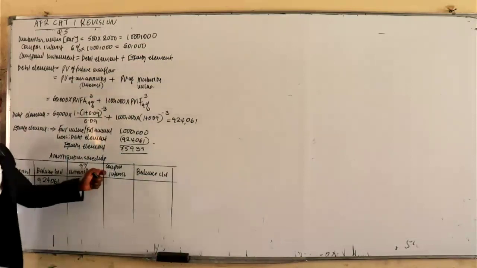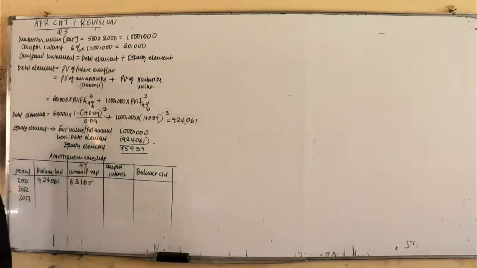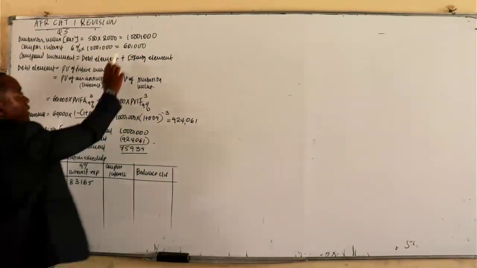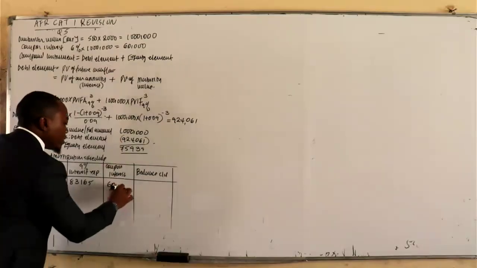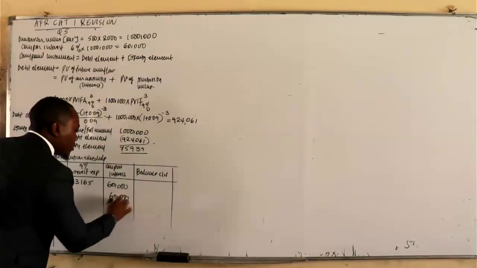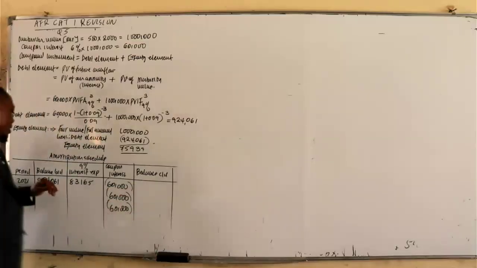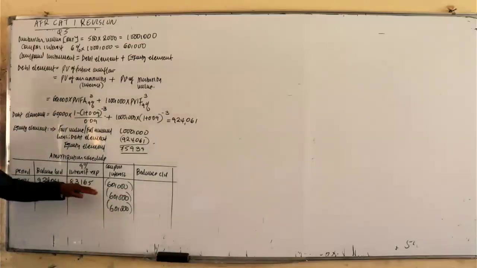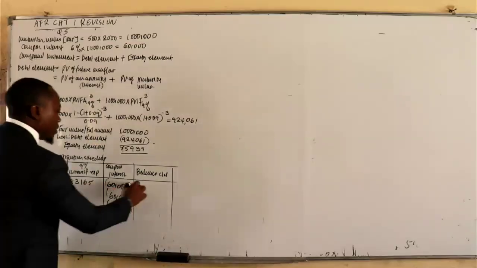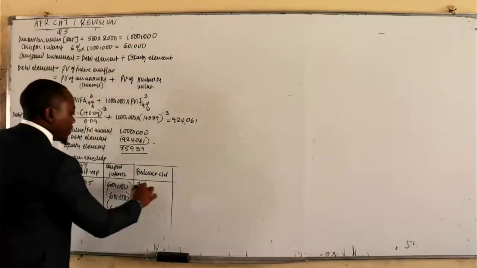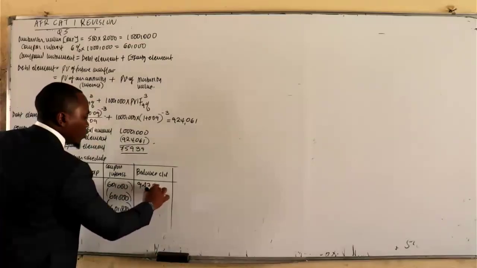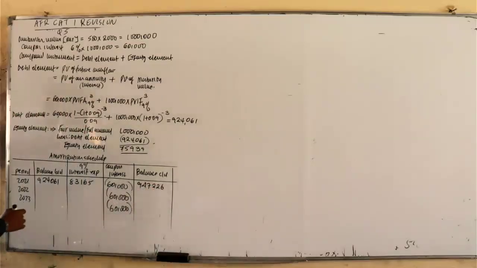165. But there is what they had agreed, they'll be paying each year, which is an amount of 60. So 60 year 1, 60 year 2, 60 year 3. So this one you deduct. So you take the balance brought down, you add the accrued interest for the year, you deduct what they have already paid. So how much will be the liability value at the end? 947,226.